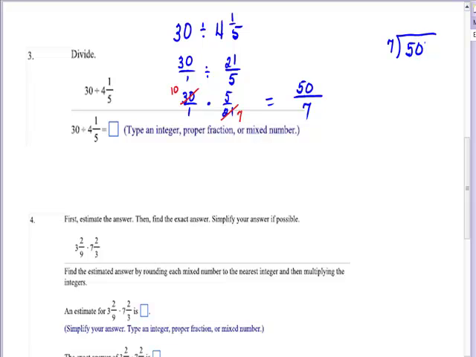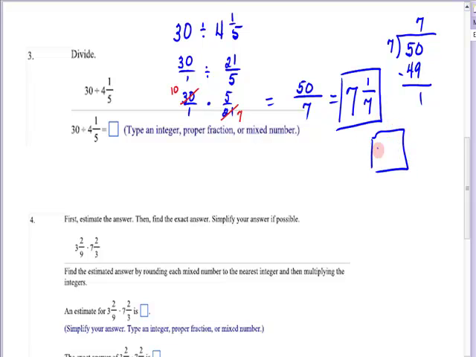Now, you can use a calculator to help you on some of these, but you can't use it exclusively because it will give you a decimal. If you do this on your calculator, it will give you 7 point something. All you write down is the 7. Forget about the decimal. 7 times 7 is 49. Subtract for 1. This is whole number 7 with the fraction 1/7 as the fraction part. In your tool palette, you will find a button that looks like this. And you can either use your tab or your arrow keys to move around in those spots.